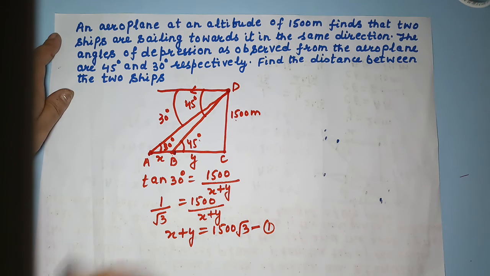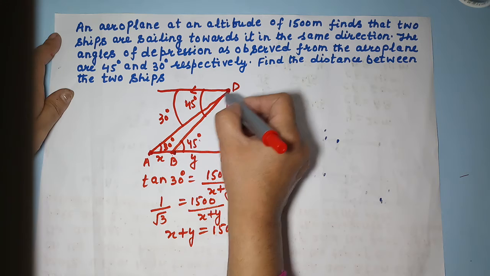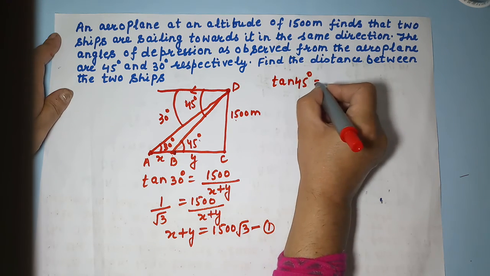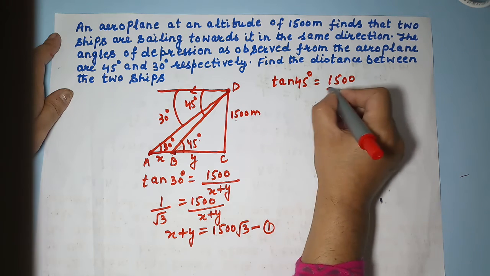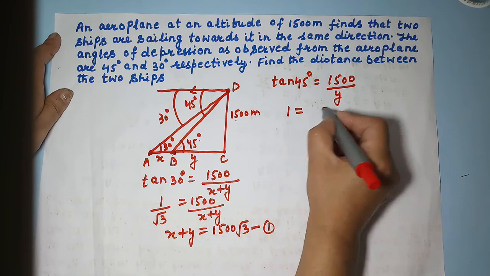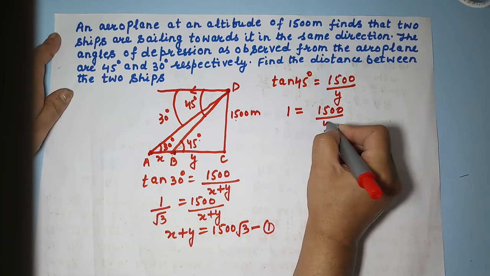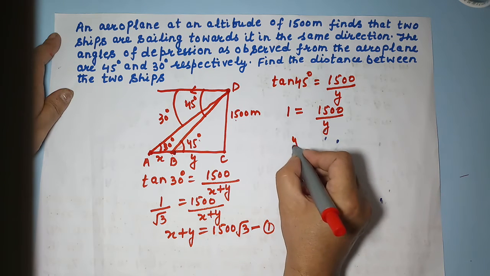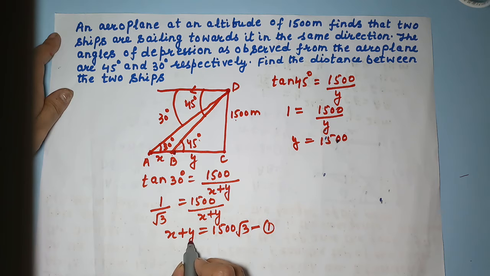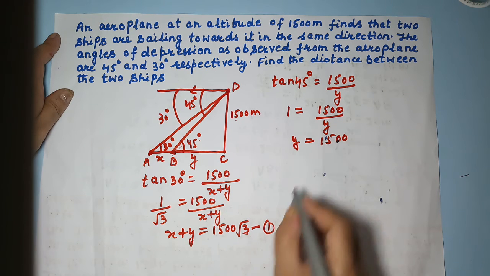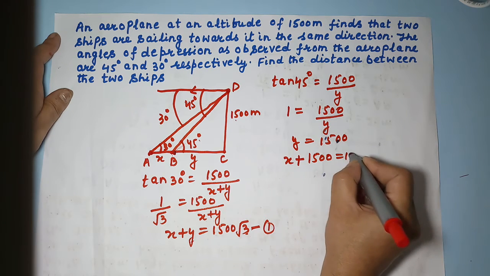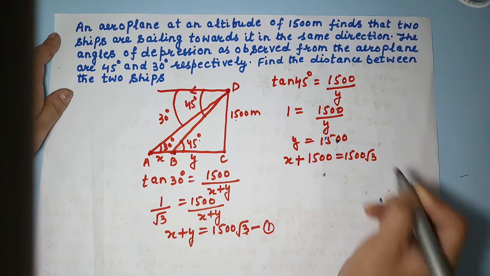Let me leave it here. Let me go to this triangle. In this triangle, tan 45 is equal to 1500 upon y, right? So tan 45 is 1, equal to 1500 upon y. If I cross multiply, I will get y equal to 1500. So now I have got y. I will replace the value of y in this equation. So I get x plus 1500 equal to 1500 root 3, right?